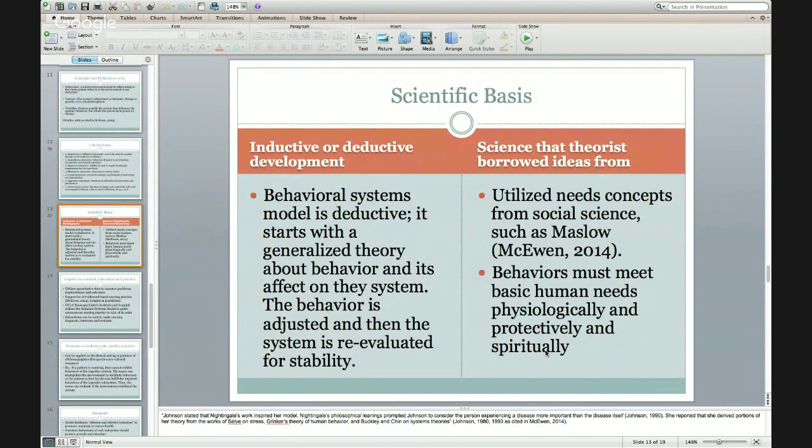The scientific basis for the behavioral systems model is that it's deductive, meaning that it starts out broad and gets more detailed. So we start with broad assumptions about behavior, and then we get into very, very specific behaviors and what those behaviors do and what influence they have on our outcomes or health. The science that the theorist borrowed ideas from is social science, such as Maslow's. Behaviors must meet basic human needs physiologically and protectively and spiritually, and Maslow agreed on the same.